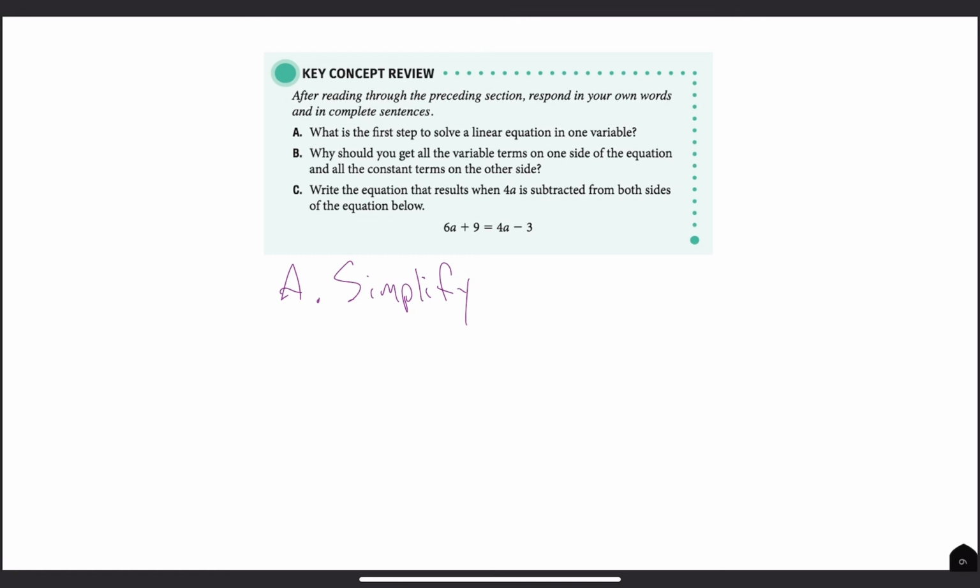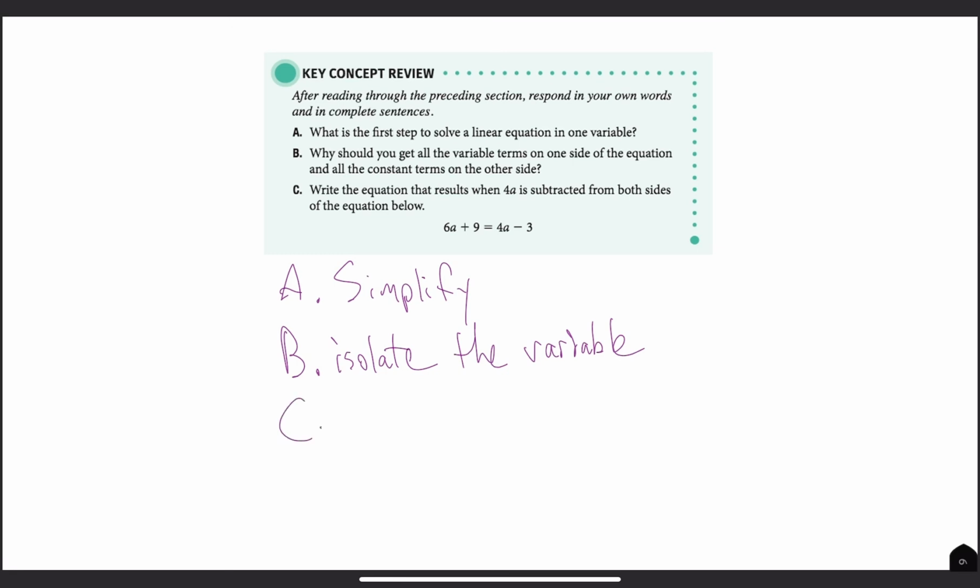So simplify is key. B, why should you get all the variable terms on one side of the equation and all the constant terms on the other side? Because your goal is to isolate the variable on a side by itself. And to do that, you have to get all the variable terms on one side and all the constant terms on the other side as part of that process. So the goal is to isolate the variable. So that's why. Why should you get all the constant terms on one side and the variable terms on the other side? Because your goal is to isolate the variable.